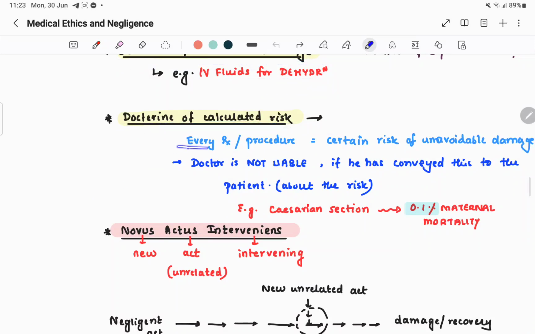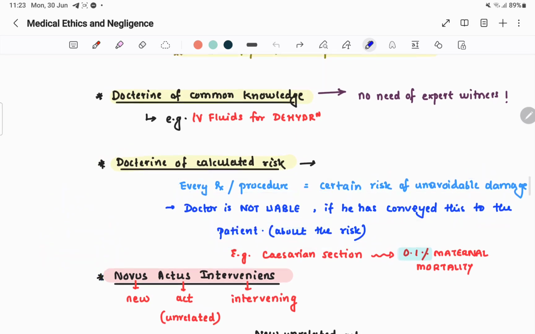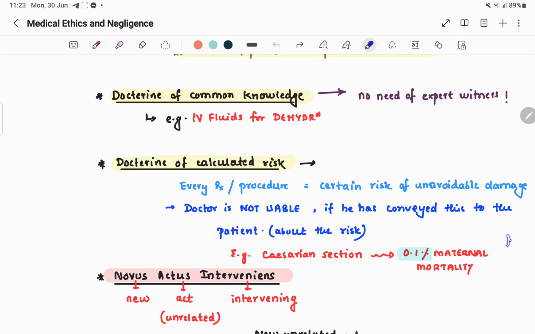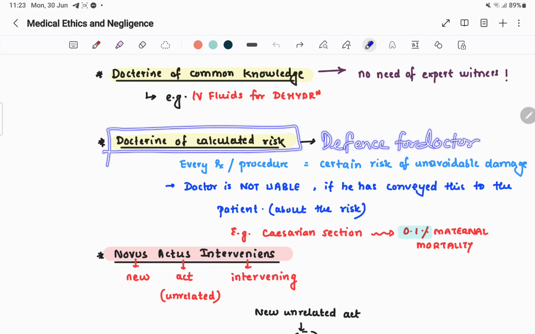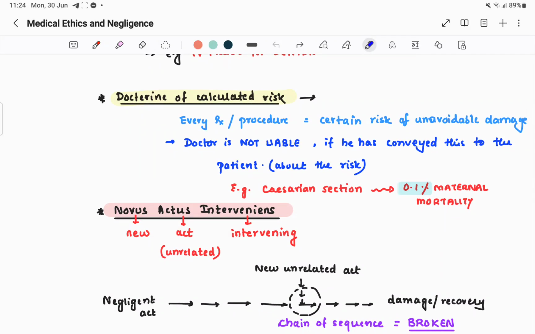Doctrine of calculated risk. Every procedure has a certain risk of damage. So the doctor is not liable if he has conveyed this to the patient. Let's say a patient has come for cesarean section, and the doctor tells that there is a 0.1% chance that the patient can die. If after conveying this the patient dies, then you can very well tell in the court that the patient was well informed of the risk. So the doctrine of calculated risk is also a defense for the doctor. You can very well make the patient and the patient's attendants informed about the risk.